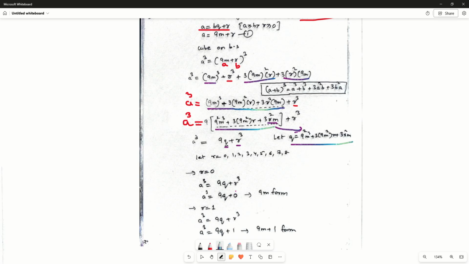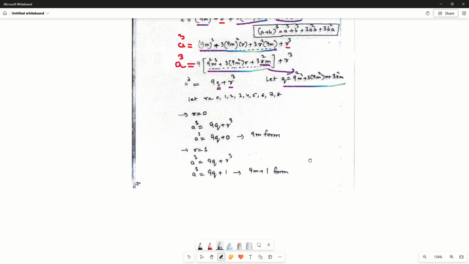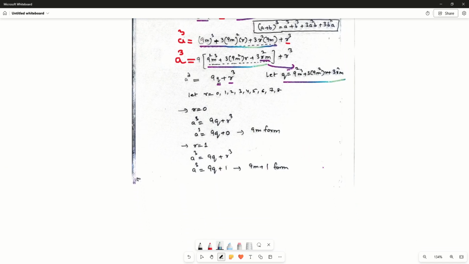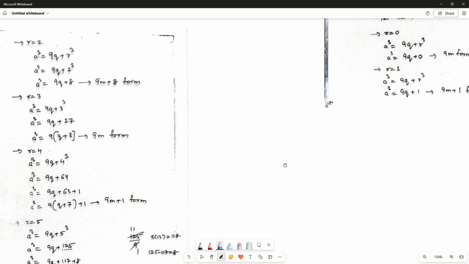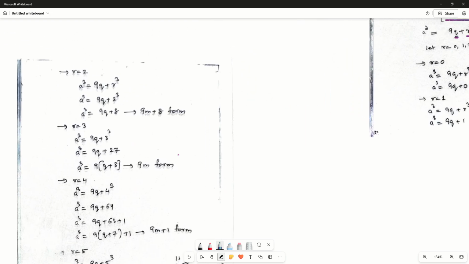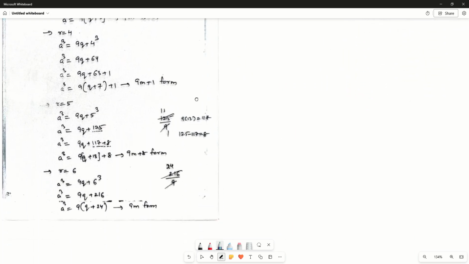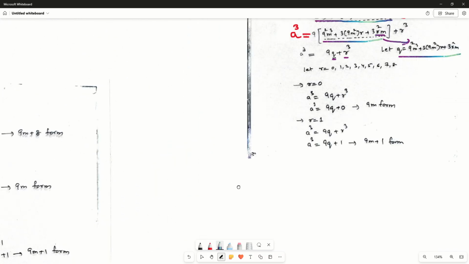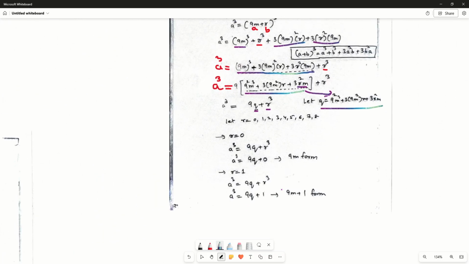If we substitute 0, 1, 2, 3, and so on in place of r, we will get every number in this form only, 9m, 9m plus 1 and 9m plus 8, as you can see. As you can see here as well, every number, 9m, 9m plus 1, 9m plus 8, 9m, and so on. I will explain you one by one each.